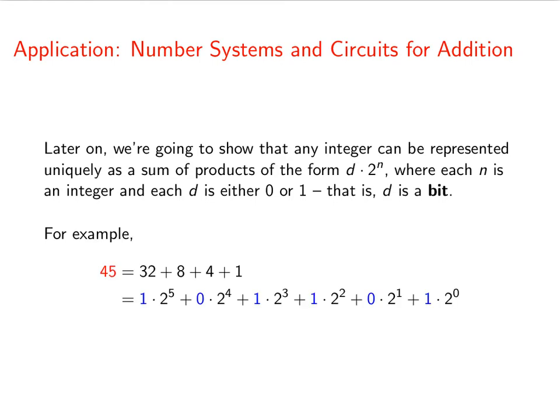For example, we could take the number 45 and write it as a sum of powers of 2. So 45 is equal to 32 plus 8 plus 4 plus 1. And you should observe that everything here is a power of 2. So then 32 plus 8 plus 4 plus 1 can be rewritten this way as 1 times 2 to the 5th plus 0 times 2 to the 4th plus 1 times 2 cubed plus 1 times 2 squared plus 0 times 2 to the 1st plus 1 times 2 to the 0.